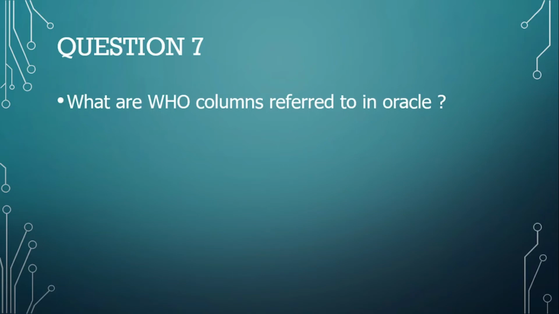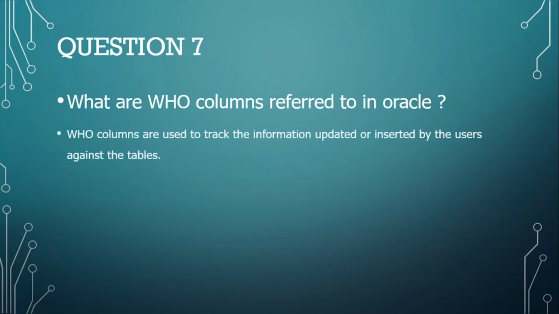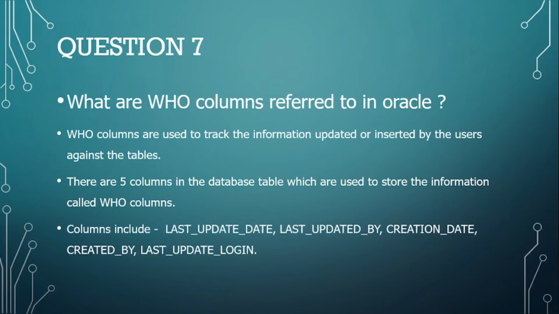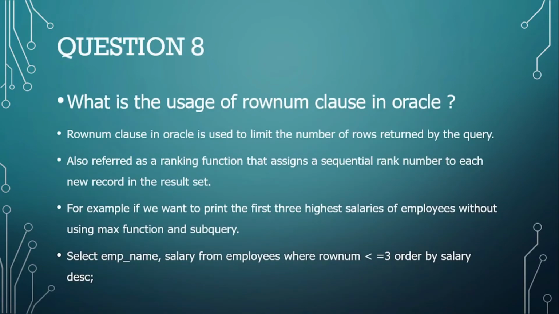So now the seventh question asks us, what are WHO columns referred to in Oracle? WHO columns are used to track the information updated or inserted by the users. There are 5 columns in the database which are referred to as WHO columns, and the columns include last update date, last updated by, creation date, created by, and last update login. And question 8 asks, what is the usage of the ROWNUM clause in Oracle.